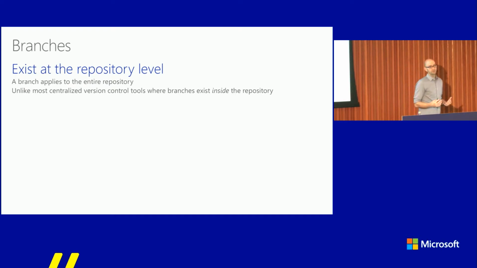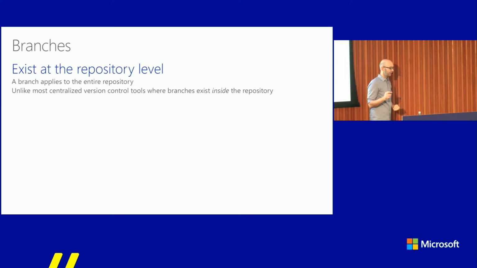So unlike a centralized version control system like TFVC, like Subversion, I don't have folders with branches in them. You might be used to seeing a folder called trunk, and then next to that, folders that are different branches. Instead, in Git, branches exist at the repository level.